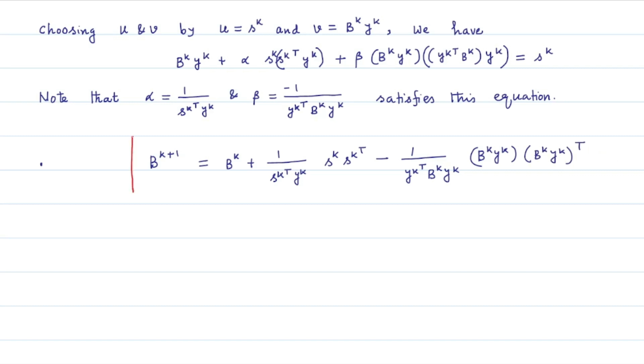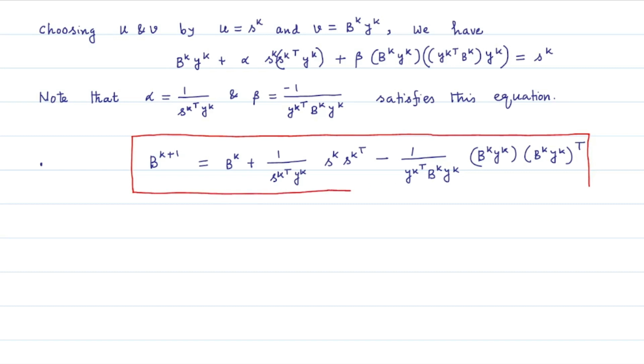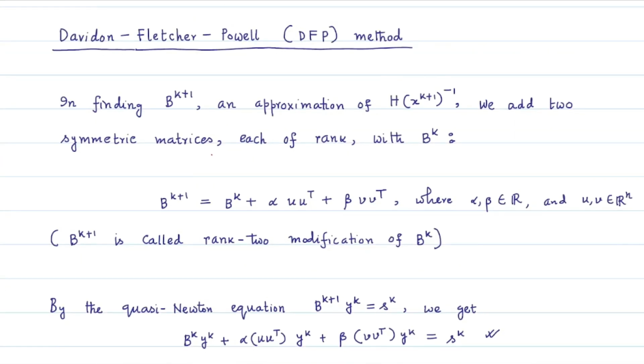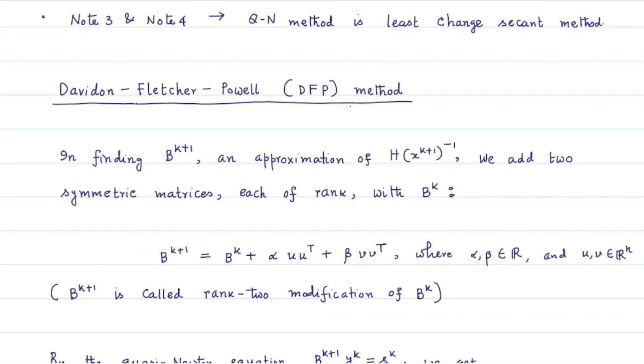This formula is the first quasi-Newton update for the matrix B_{k+1}, which is an approximation of the inverse of the Hessian of the function f at the point x_{k+1}. This quasi-Newton update was derived by Davidon in the year 1959 and later by Fletcher and Powell in the year 1963, and hence it is called Davidon, Fletcher and Powell's method, or abbreviated, the DFP method.